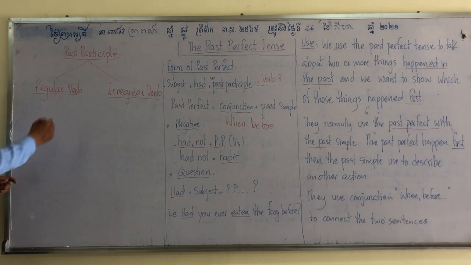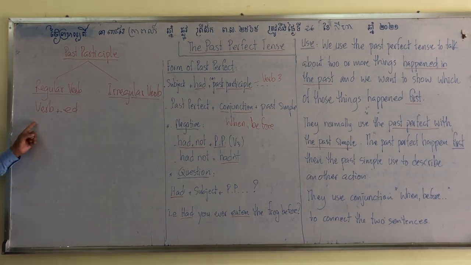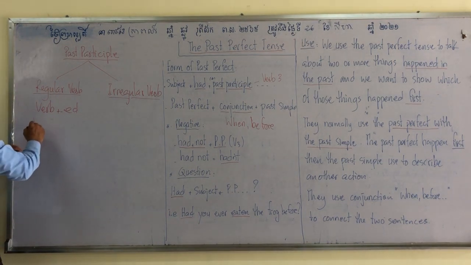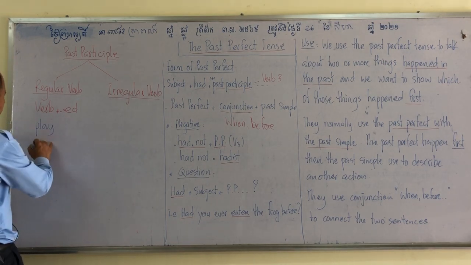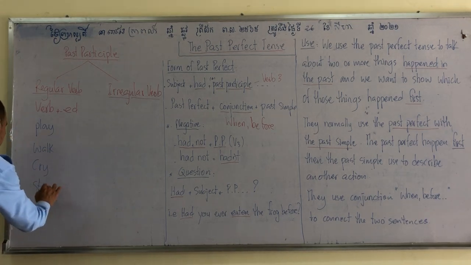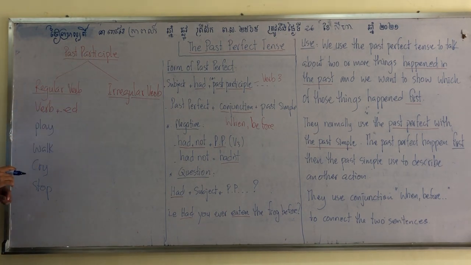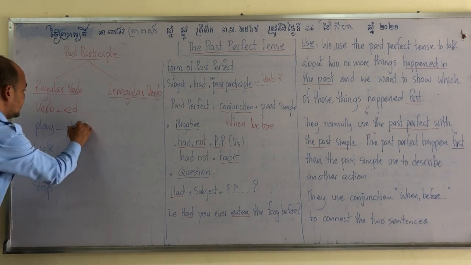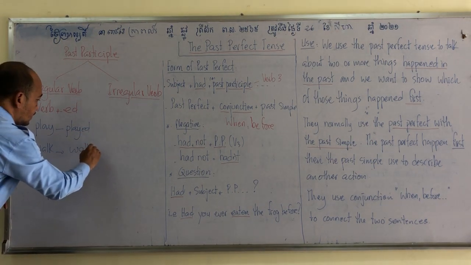So a regular verb in the past participle is the verb plus ed. We call the verb plus ed a regular verb in the past participle. For example, I can say the verb play, walk, cry, stop, for example like this. So when we use the past perfect, we normally use the verb in the past participle. So we only add ed. For example, play becomes played, walk becomes walked.